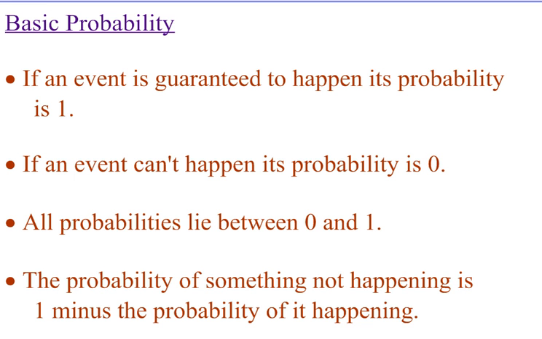So for example, if the meteorologist says there's a 30% chance of snow tonight, the chance of not having snow then is 70%. So they counteract each other and they would add up to 100% total.